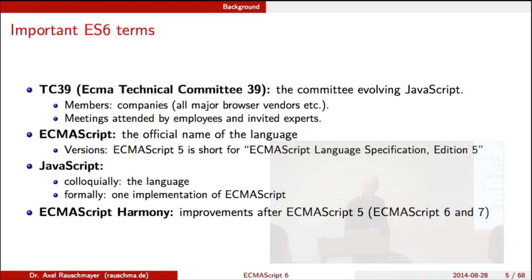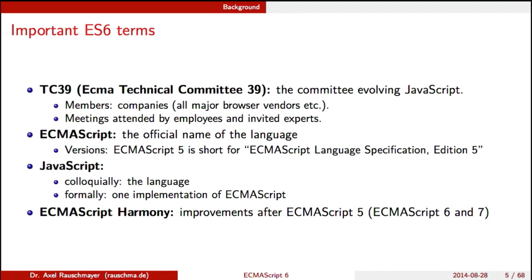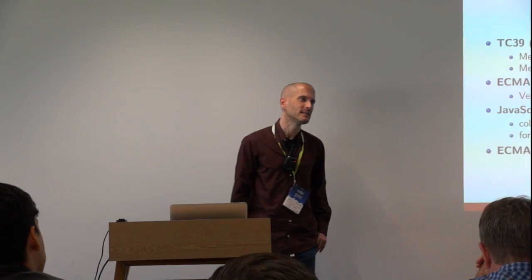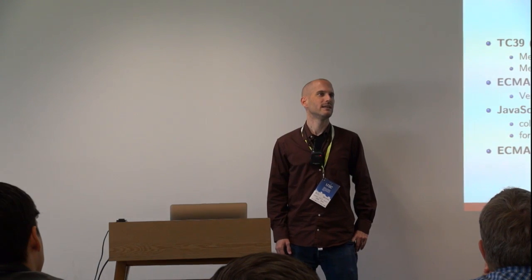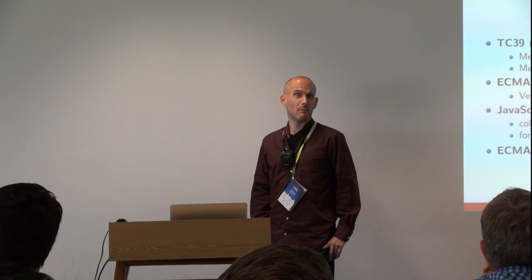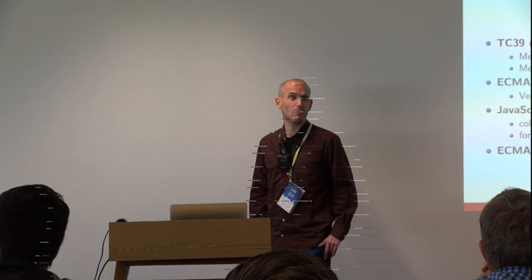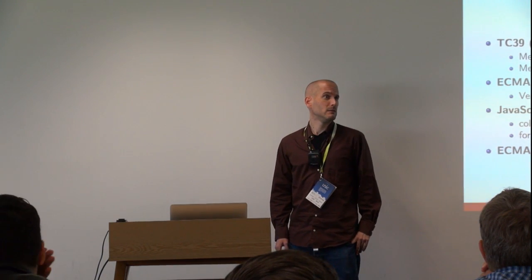One of those terms is TC39. Who of you have heard that word before? All right. Those are, in a way, the people who evolve JavaScript. TC means technical committee, and the members of TC39 are companies. And the cool thing is that you have all the major browser vendors in it: Mozilla, Microsoft, Google, Opera, and several others.